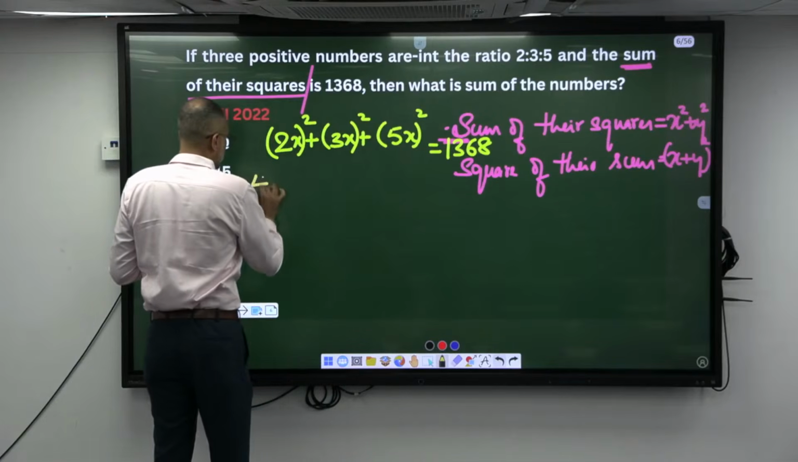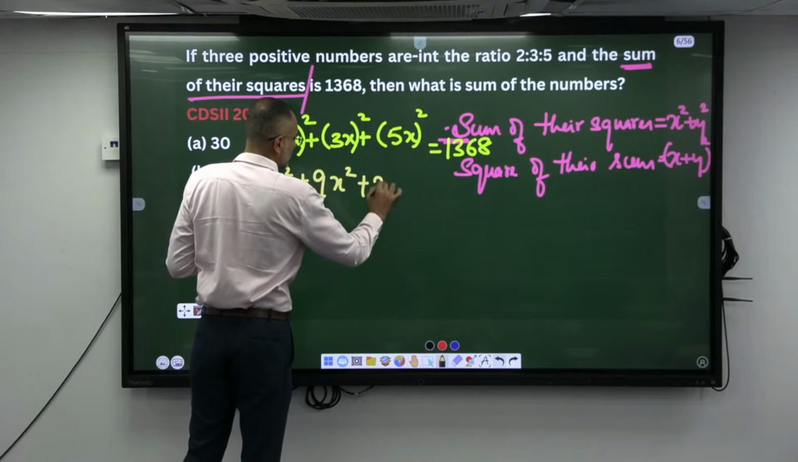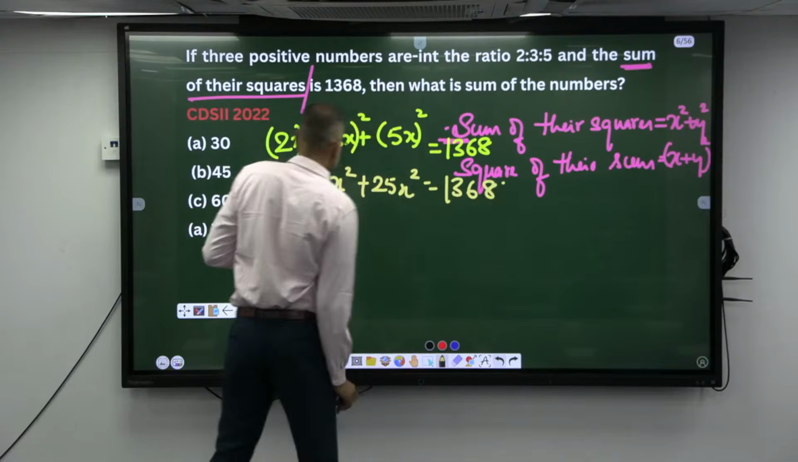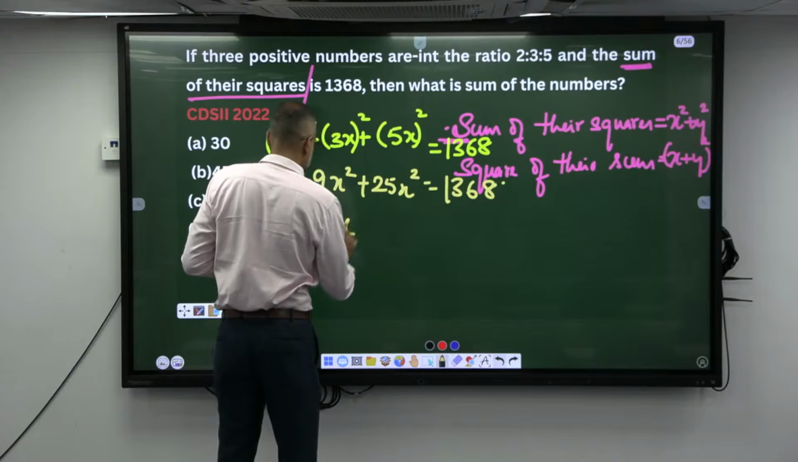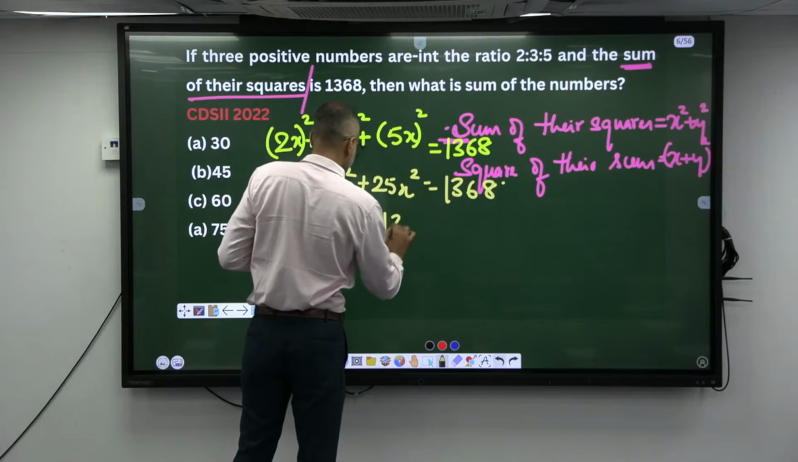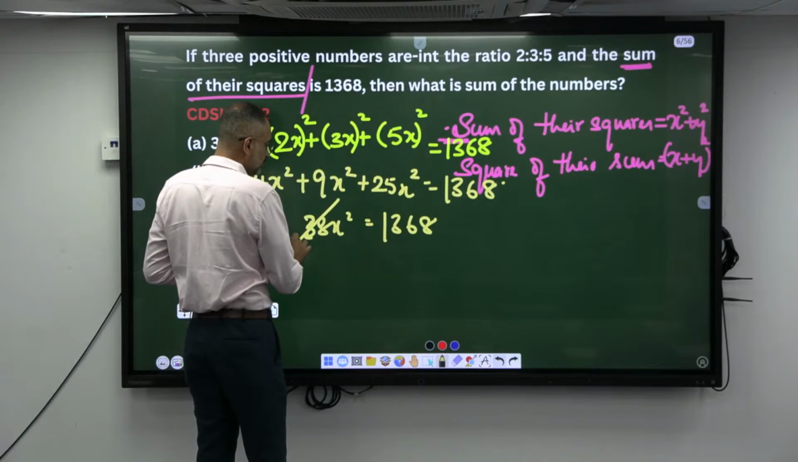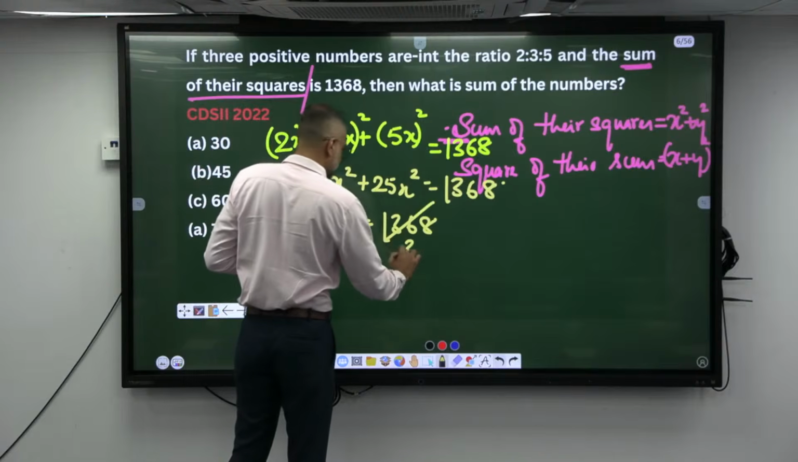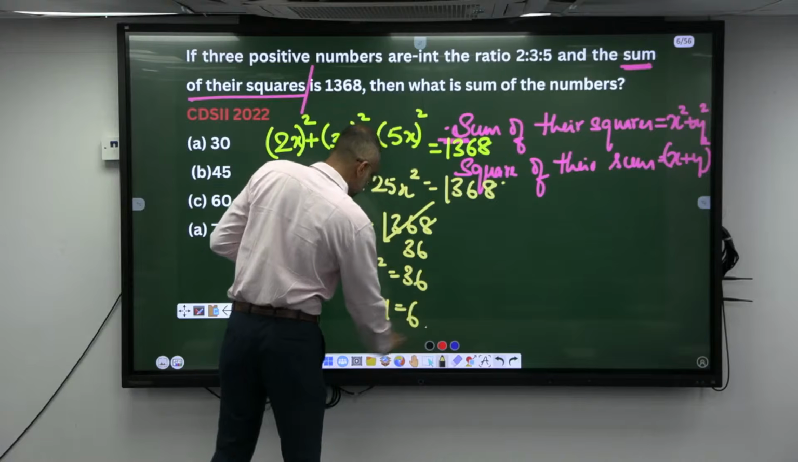See, 4x square plus 9x square plus 25x square is equal to 1368, which is nothing but 38 into how many times? 36 times. Yes. x square is equal to 36. x value is equal to 6.